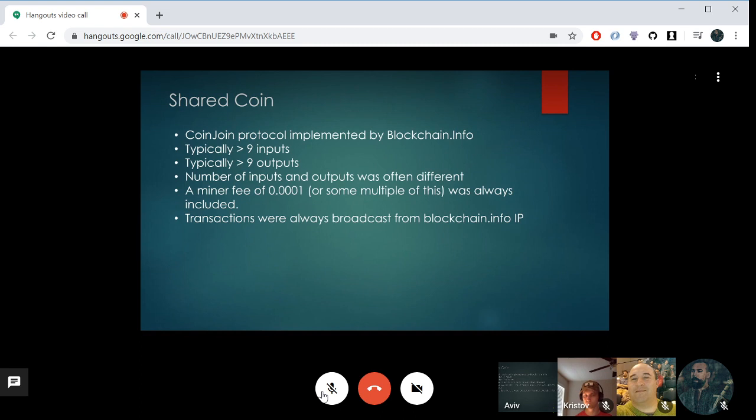So what is ShareCoin? ShareCoin is the CoinJoin implementation by blockchain.info. Some basic things about ShareCoin CoinJoins is that they typically have more than 9 inputs and more than 9 outputs. The number of inputs and outputs were often different, and there was a constant miner fee of 0.0001 denomination. Transactions were also always broadcast from the blockchain.info IP address.